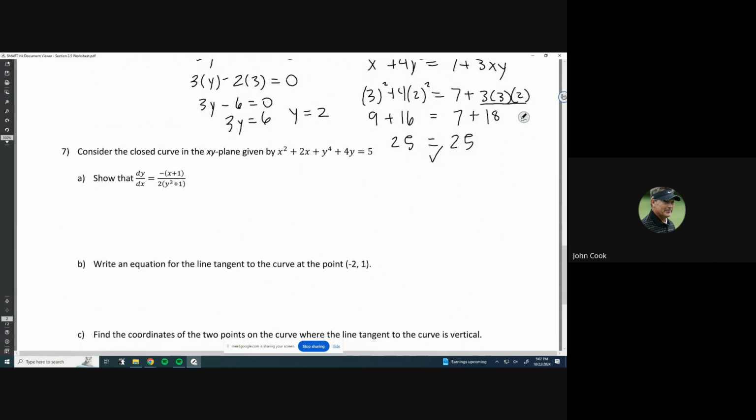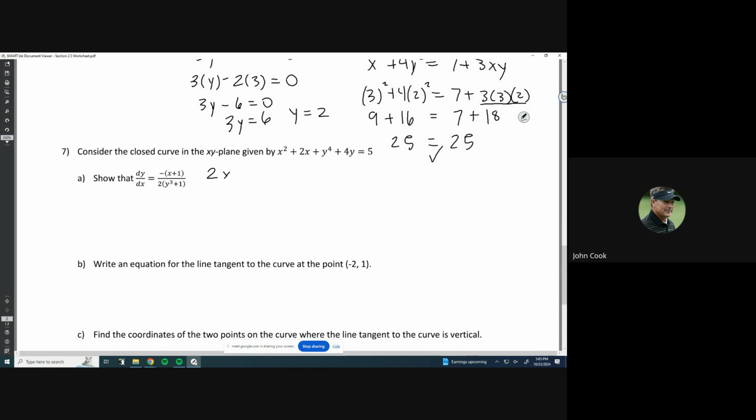Next, consider the closed curve in the xy plane given by that. Looks like this one is, what would that be, like a hyperboloid or something like that? I don't know. You can graph it out and see what it looks like. It'll probably look like some really cool little shape. Consider that thing, and then find the derivative, show that it's equal to that. Okay, same rule as 6a, I guess.